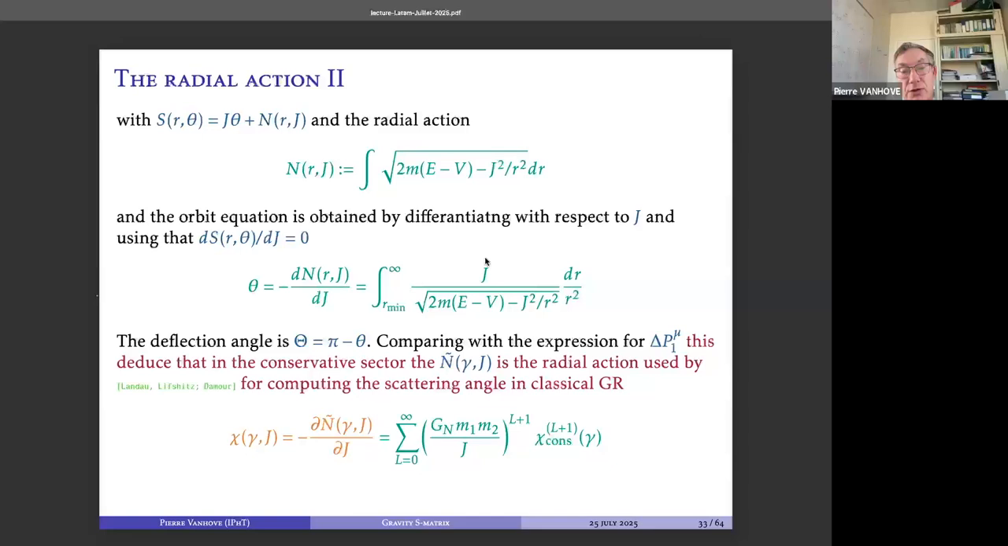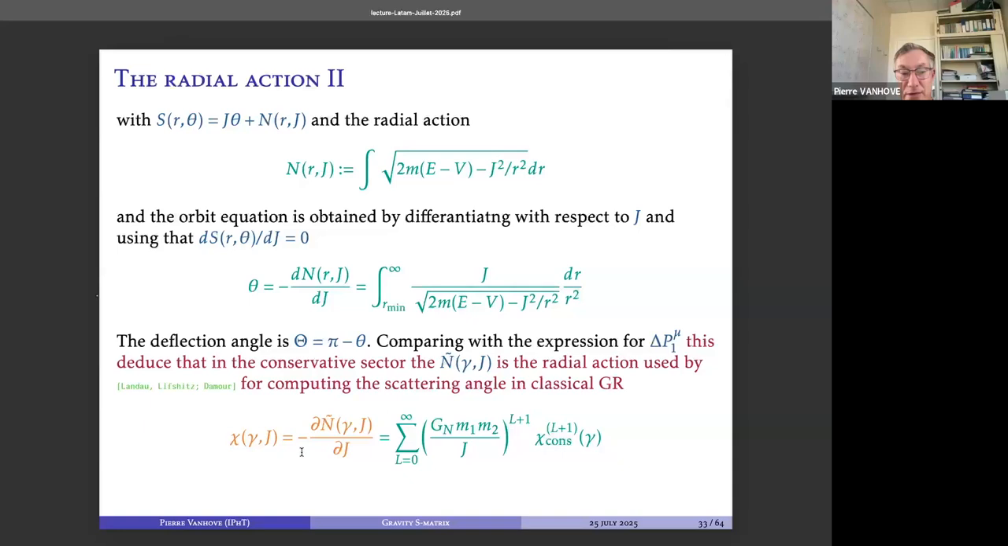So you can do that without saying what V is, as long as you know that V is spherically invariant. Then you have the relation between theta and dN, and that means you have correctly identified what I call N hat, which is a quantum operator. That means this vacuum expectation value gives what we call the radial action. That is what is called the radial action, and you can look as well at Thibault Damour, the way he used it.